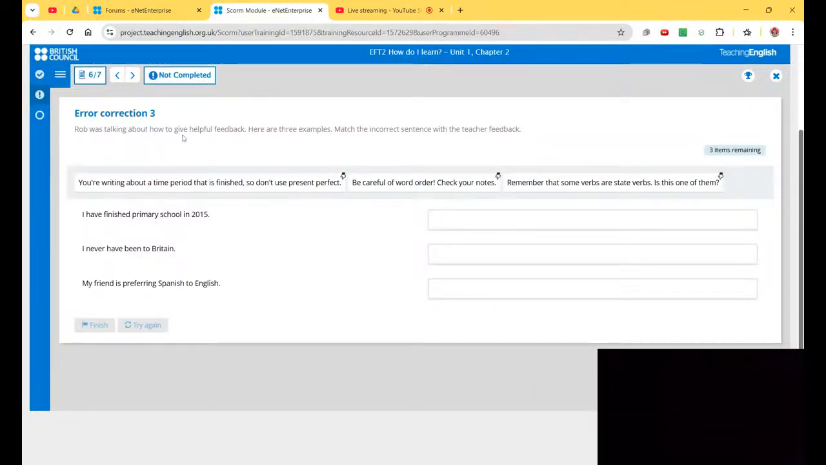So we're talking about how to give helpful feedback. Here are three examples. Match the incorrect sentence with the teacher feedback. I finished primary school in 2015. I finished.